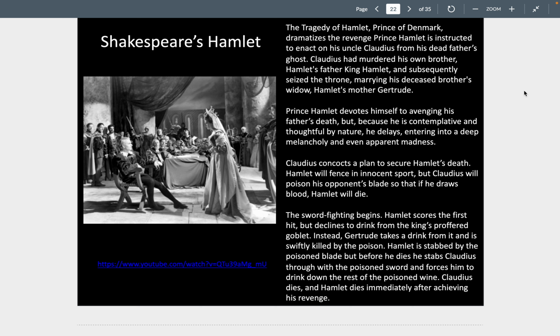Later on in this, he says, "To sleep, perchance to dream. Aye, there's the rub. For in that sleep of death, what dreams may come, when we have shuffled off this mortal coil?" So he is having a tough time trying to figure out how to act when it's not in his disposition to do so.